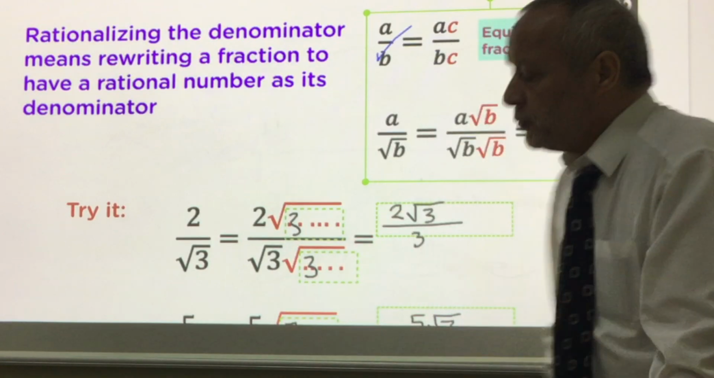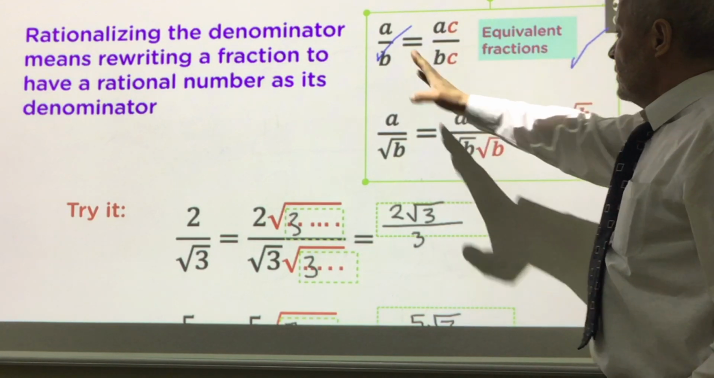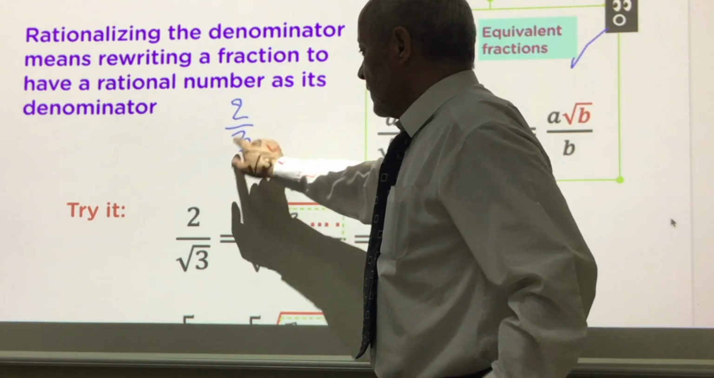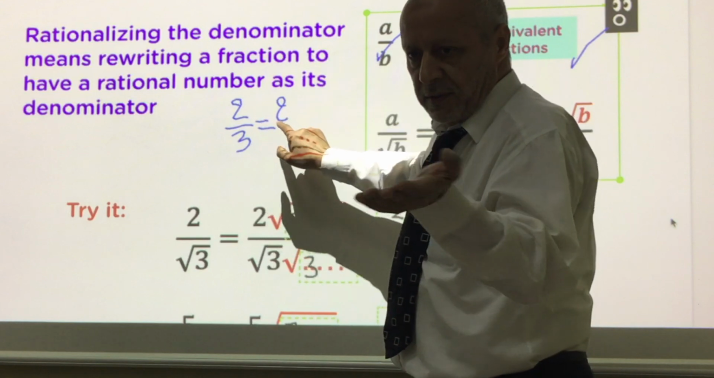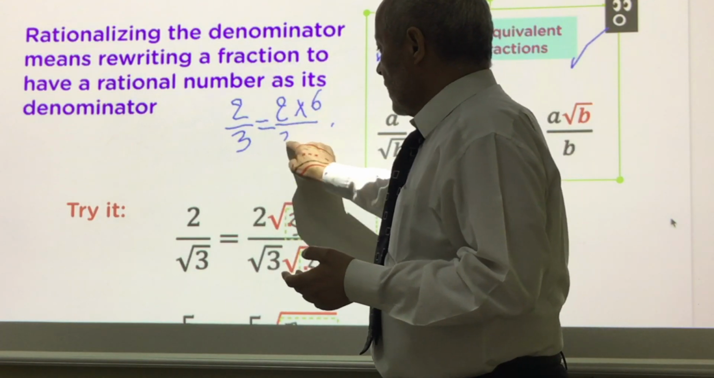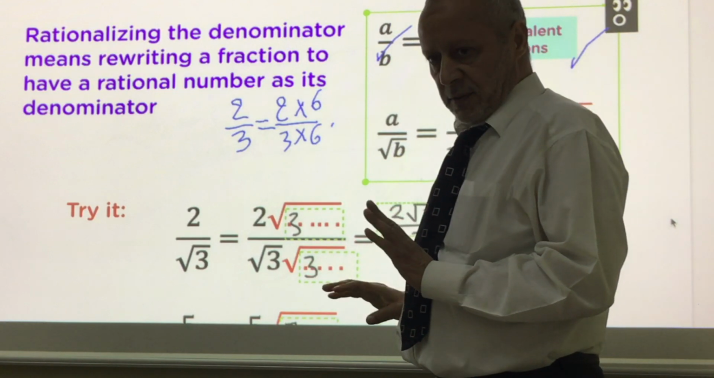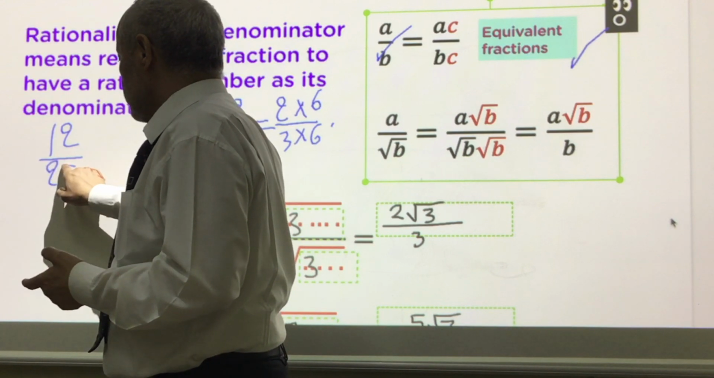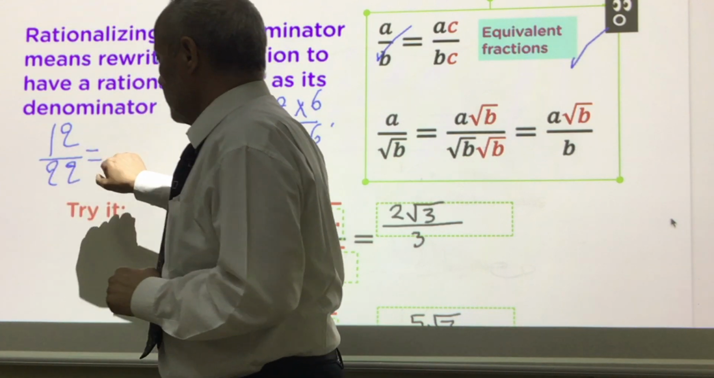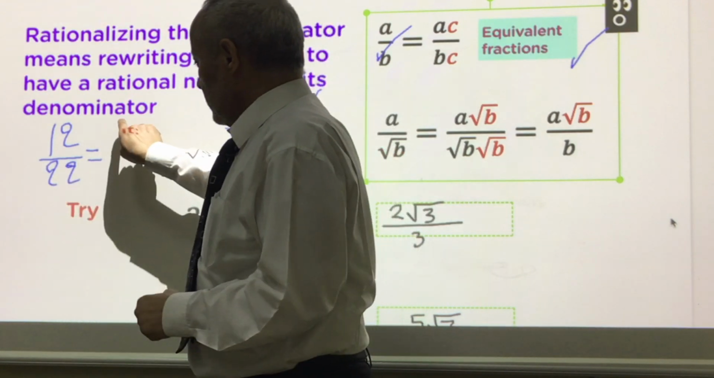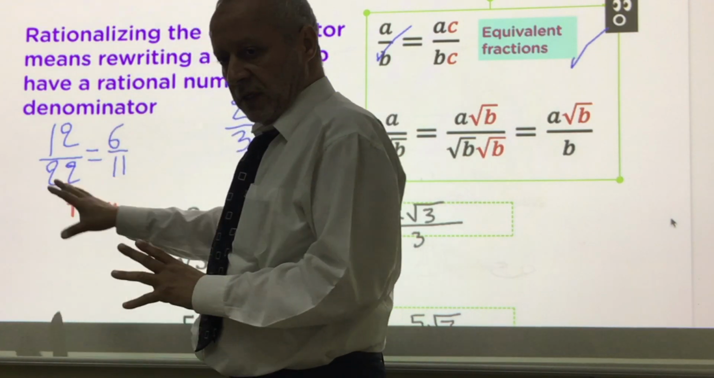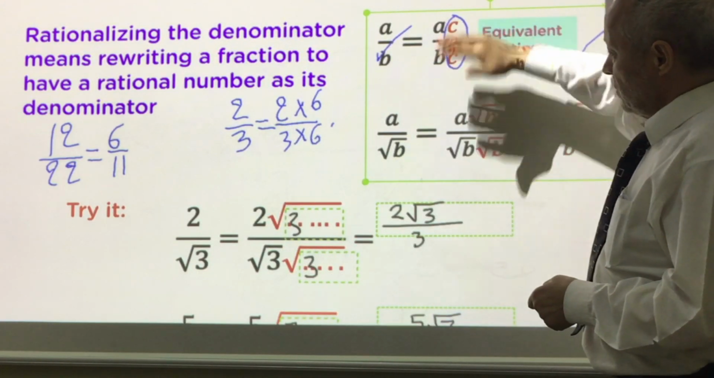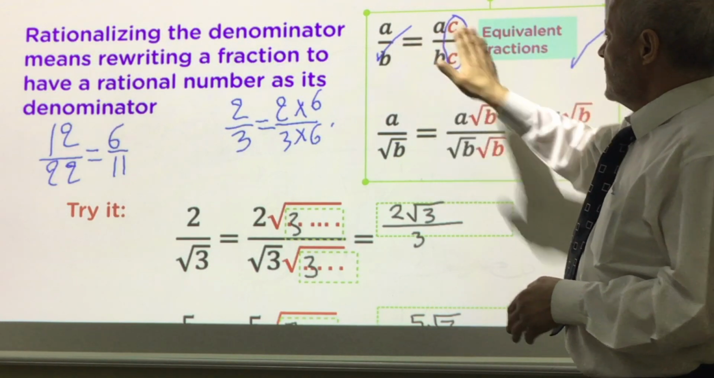I need to remind you of this property in fractions. These two fractions are equivalent, or we can say equal. For example, 2 over 3 is equal to 2 times anything, let's say times 6, over 3 times 6. And also 12 over 22, we can divide by 2, so you get 6 over 11. You know this already. You can multiply both numerator and denominator by the same value. The two fractions are equivalent.